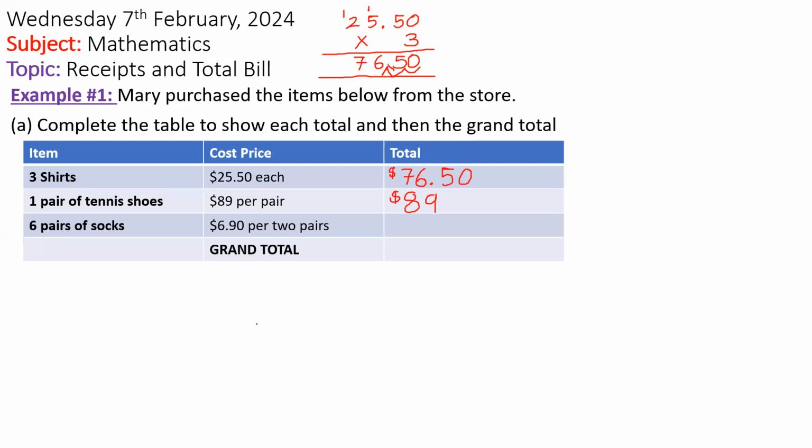Good. Now, this is very interesting. It says 6 pairs of socks, right? So you get 6 pairs of socks, but $6.90 is for 2 pairs. So this is interesting. How do you think we're going to get that? You divide 6 by 2 and you get 3, and then you multiply. Divide and then multiply. Yes, sir. Okay, so we're going to divide what? 6 by 2.